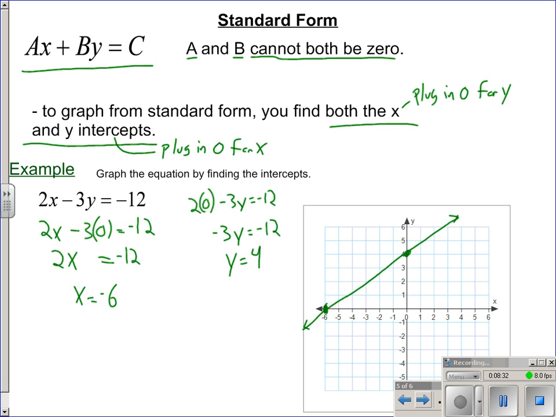And what you'll see happens for these x-intercepts, when you plug in 0 for y, that term is just going to go away. So you're just left with 2x term equals negative 12. Same thing's happening for the y-intercept. When you plug in 0 for x, the x term just goes away. So you're left with the y term equal to that constant. It becomes pretty quick and easy.